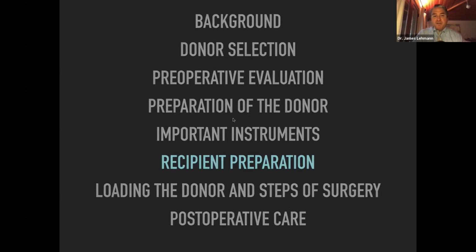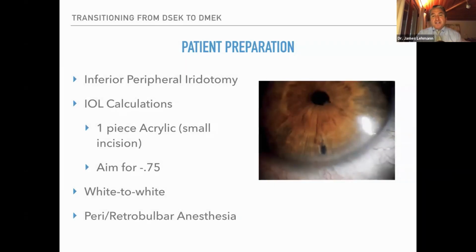So now we get to the fun part. Patient preparation. Oh, wait, almost to the fun part. Regarding patient preparation, like I said, patients need an inferior peripheral iridotomy. You need to do your IOL calculations, aim for about -1 to -0.75. It's good to know the white to white so that you know what kind of graft size you want. And again, I recommend peri or retrobulbar anesthesia.